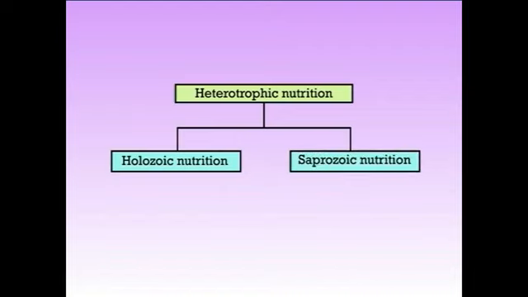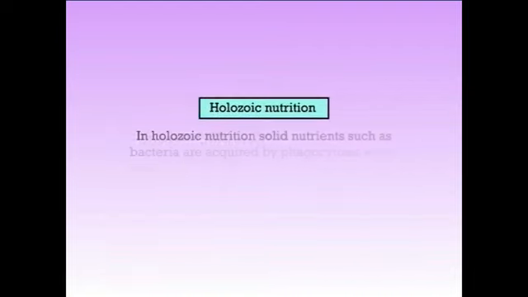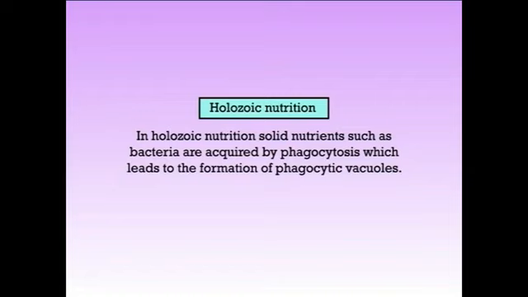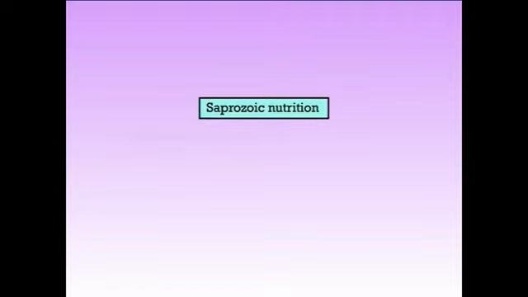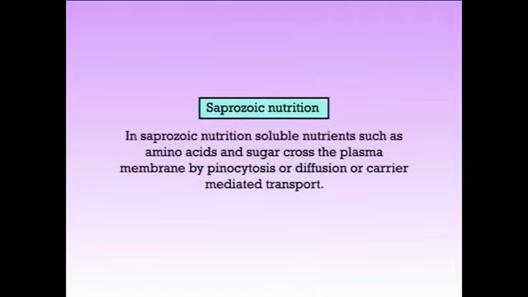These protozoa undergo two types of heterotrophic nutrition, that is holozoic and saprozoic nutrition. In holozoic nutrition, solid nutrients such as bacteria are acquired by phagocytosis, which leads to the formation of phagocytic vacuoles. Whereas in saprozoic nutrition, soluble nutrients such as amino acids and sugar cross the plasma membrane by pinocytosis or diffusion or carrier-mediated transport.